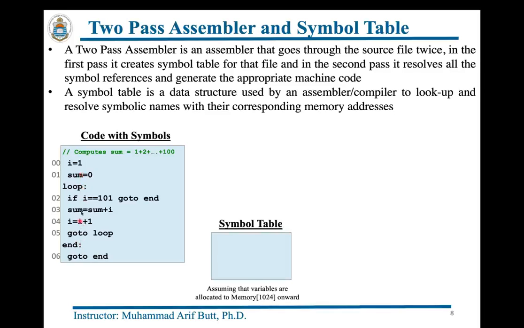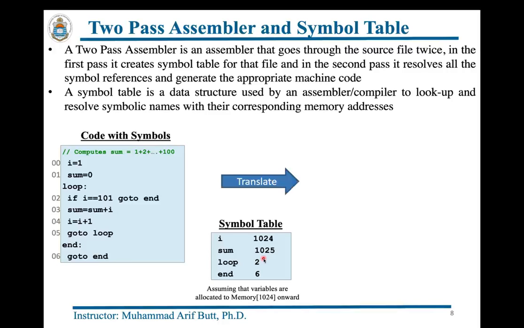In the first pass, the assembler will go through this source file and generate a symbol table for this symbolic program. Moreover, it is assumed that variables are allocated to memory address 1024 onwards. So this symbol table will contain name, address pairs of all the symbols in this source file. The first symbol is I, that is mapped to address 1024. sum is mapped to 1025. This label loop is mapped to the next instruction address, that is 2. And this end is mapped to the next instruction address 6. So after the first pass is done, we have the complete symbol table with us.